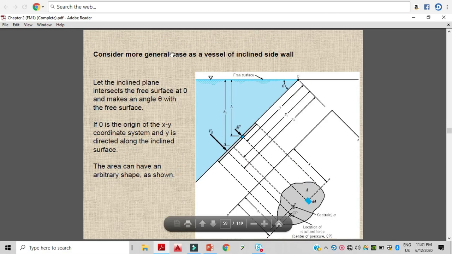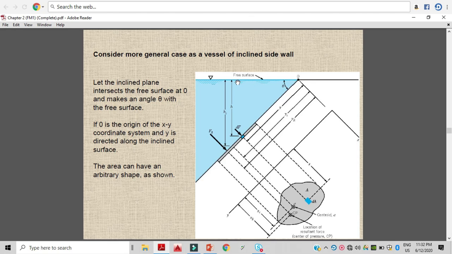So consider a more general case, a vessel with an inclined side wall. Here, let the inclined plane intersect the free surface at O and make an angle theta with the free surface. So here is the inclined plane, okay, and if I draw a line parallel to the surface which is intersecting the free surface, this is our free surface.